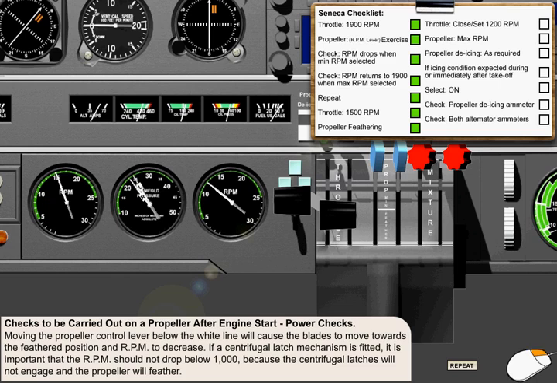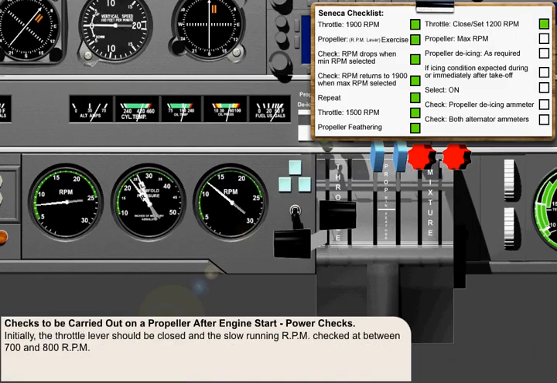If, as is the case with the propeller we are considering, a centrifugal latch mechanism is fitted, it's important that the RPM should not drop below 1000, because the centrifugal latches will not become engaged and the propeller will feather, which is not what we're trying to achieve in this check.